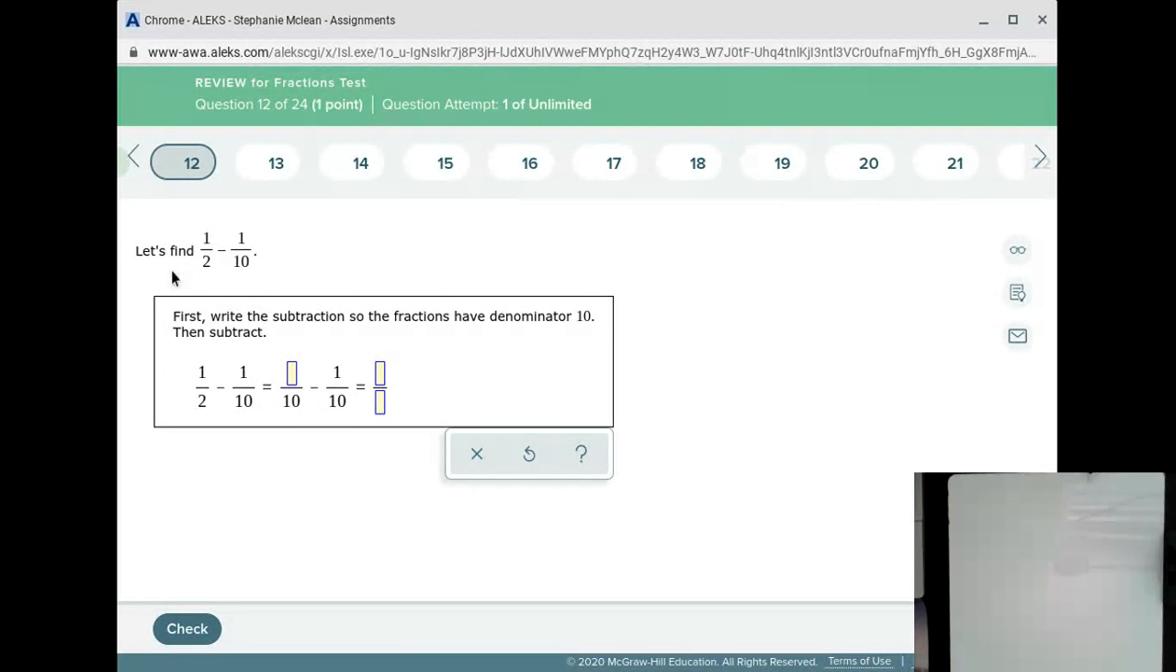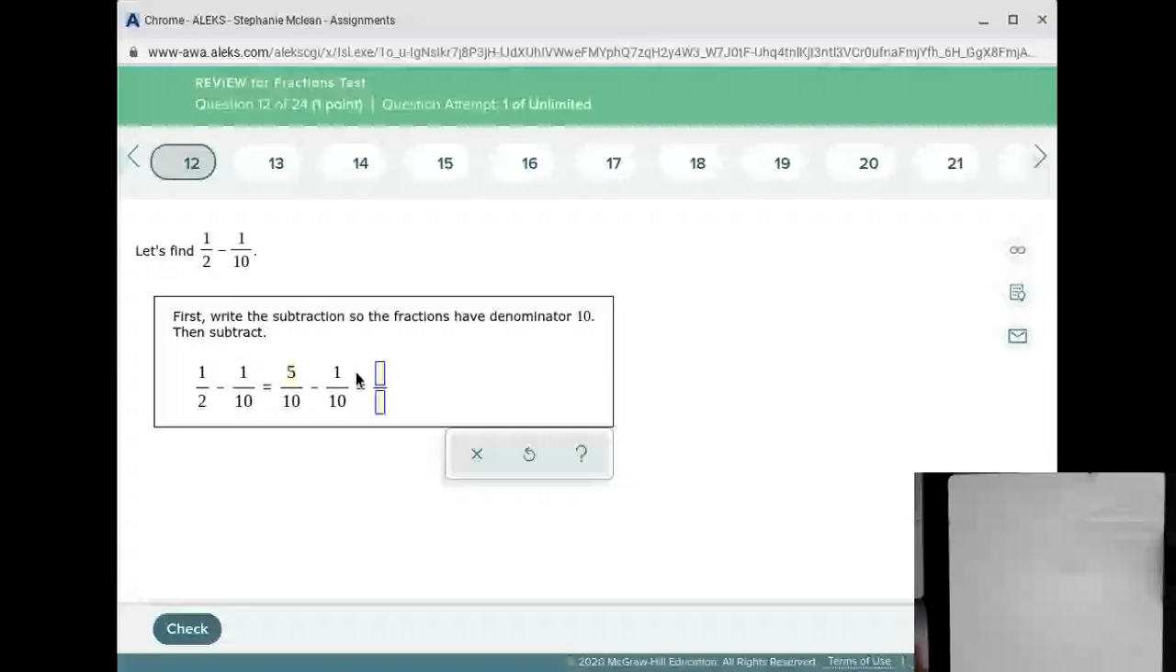Okay, so let's find 1/2 minus 1/10. This one, they break it down for you. I just need you to fill in the blank and tell me what they're doing. So I have 1/2 minus 1/10. They're getting a common denominator. What did they multiply 2 by to get 10? They multiplied it by 5. So then I have to multiply the top by 5 as well. So I get 5 there.